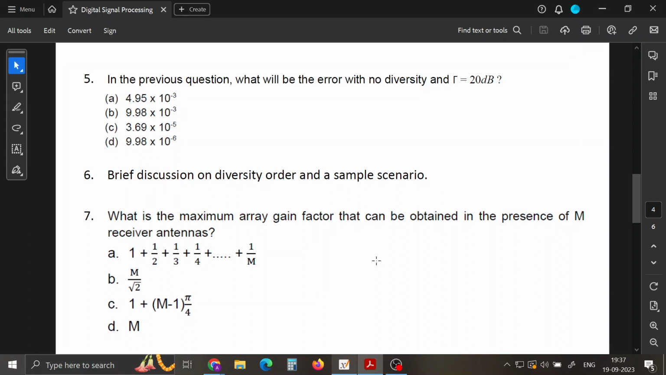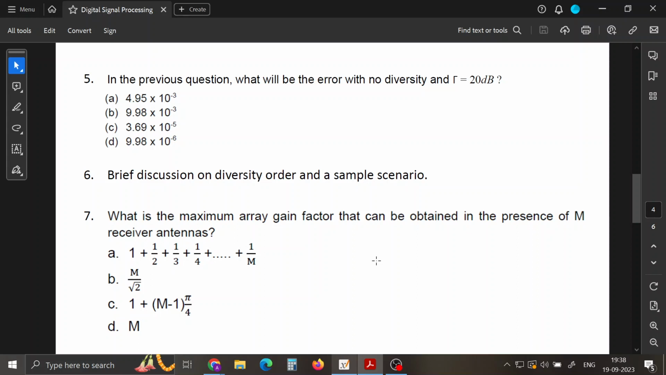But unfortunately none of the guesses were right, actually, A and C. No, the correct answer is option D. It is M. So as someone said, option C is what we get for co-phasing, right? For M antennas, 1 plus (M minus 1) times pi by 4. So there is this pi by 4 coming in here. Again, the angle is coming here. We saw this in the last week as well, right? So M is the number of antennas.